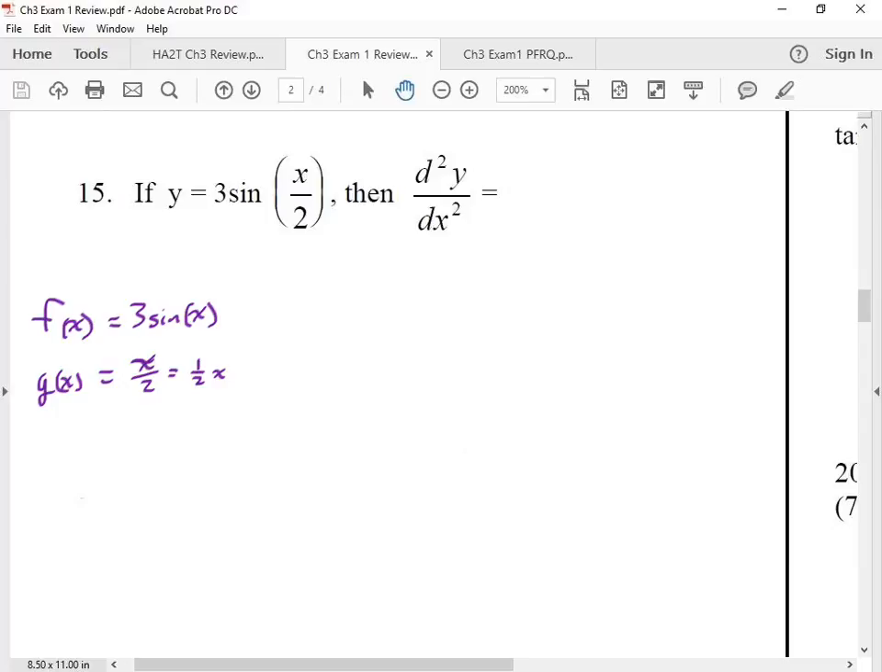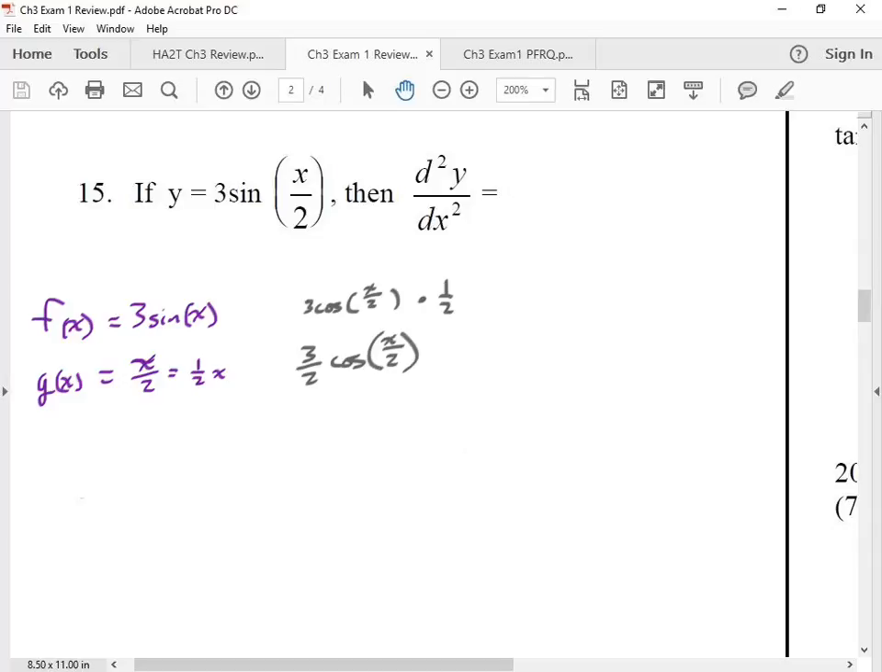Okay, what is the derivative of sine? Cosine. So you have 3 cosine. And then what's inside of it right now? X over 2. Don't forget to keep the inside function inside the outside function when you take the derivative of it. Then I'm going to go times the derivative of the inside function. And what is the derivative of 1/2 x? It's just 1/2. So we have 3 over 2 times cosine x over 2.